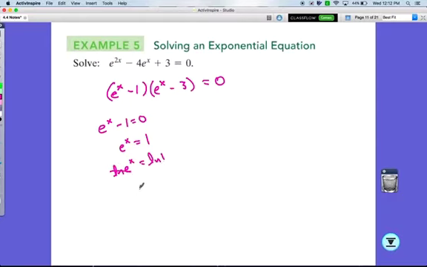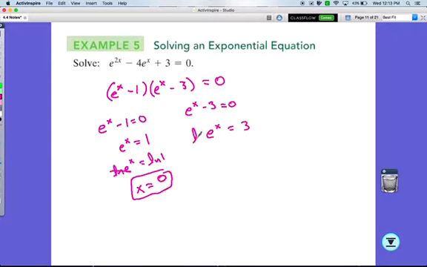Natural log of e cancels out, I'm left with x. And then the natural log of 1 we've talked about in a previous section is 0. So 0 is an answer. And then e to the x minus 3 is equal to 0. We add the 3. We get e to the x is equal to 3.